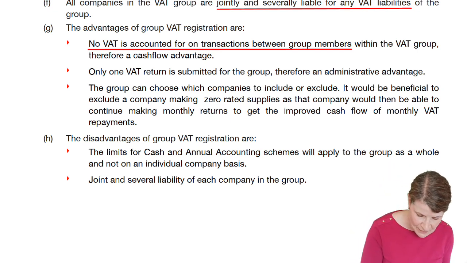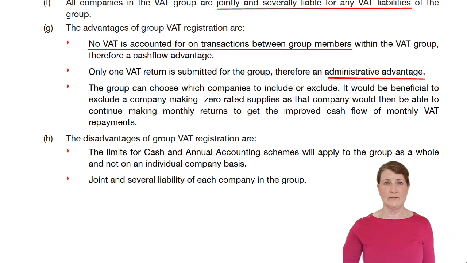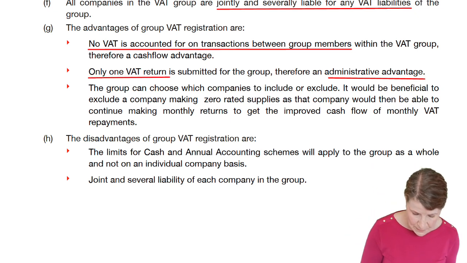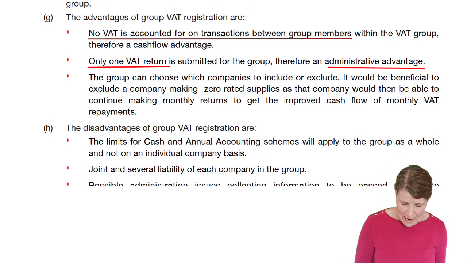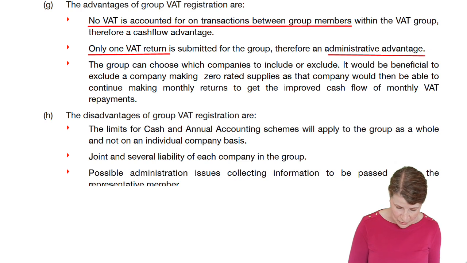There's an administrative advantage, obviously, because instead of submitting one VAT return every quarter for each company in the group, say 6 returns, you're only submitting one. That means there's an administrative advantage, and it also means that we're less likely to be slapped with lots of penalties. It's easier to submit one VAT return on time than it is 6. And as we've said, we can choose which companies to include or exclude.